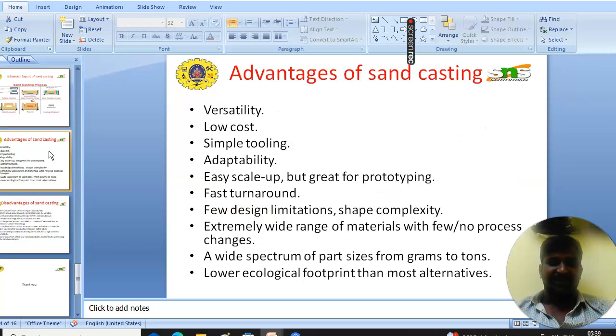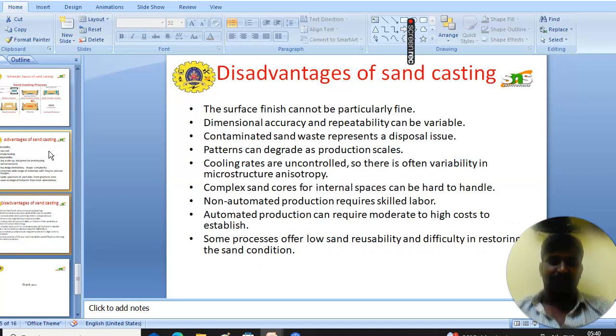The advantages of sand casting are versatility, low cost, simple tooling, adaptability, easy scale up, fast turnaround, few design limitations, shape complexity, an extremely wide range of materials with few or no process changes, a wide spectrum of part sizes from grams to tons, and a lower ecological footprint than most alternatives.